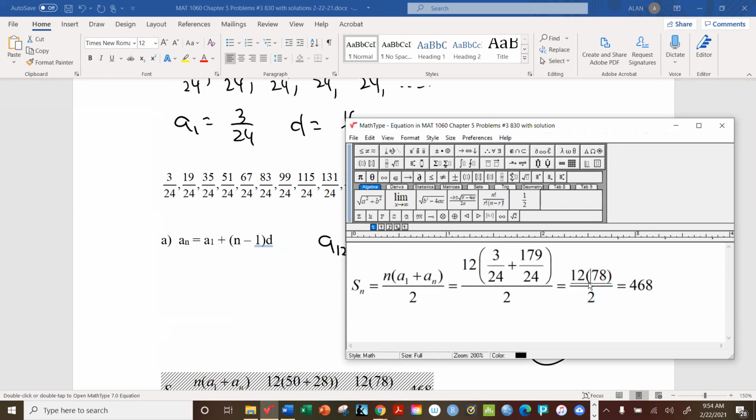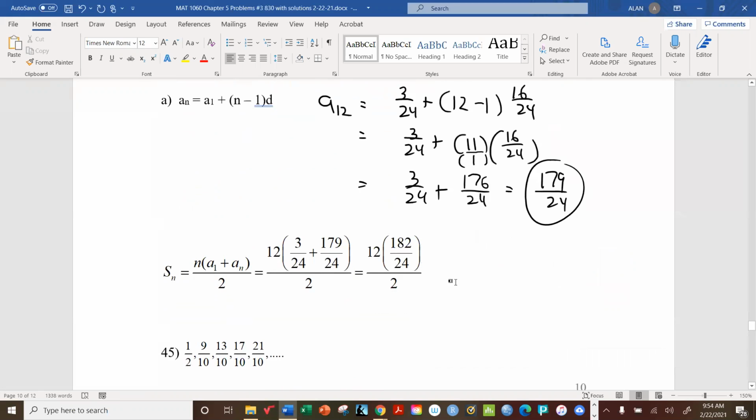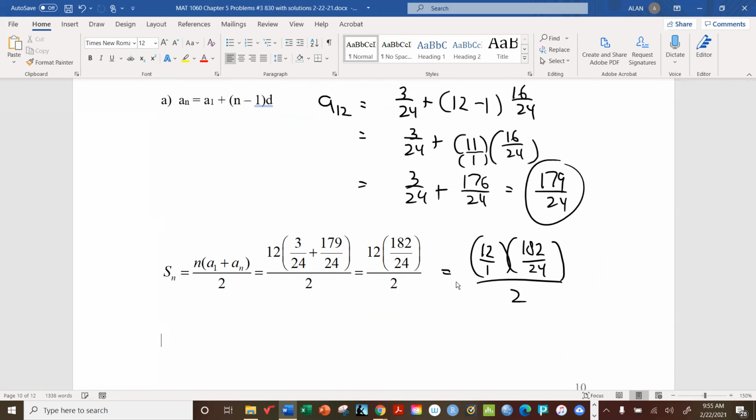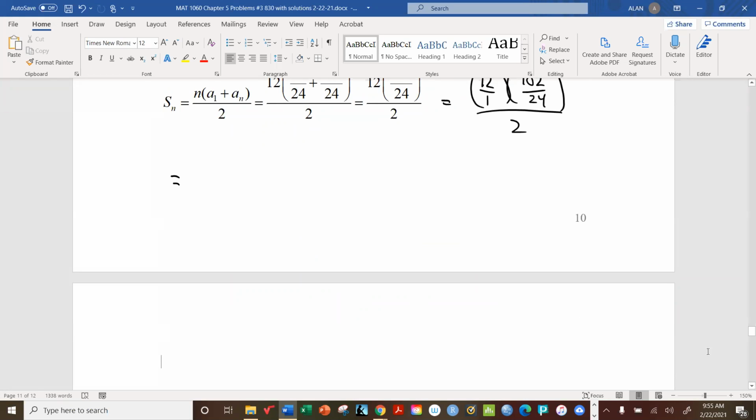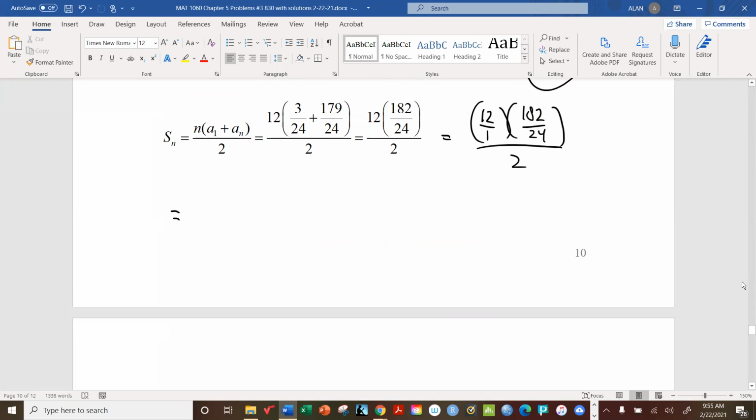Ooh, man. So I've got 182 over 24 here. So let's see what that reduces to. Ooh, we have 12. So in the numerator, what I can do is I can simply write this as, so I'm going to wind up with 12 times 182, 2184 over 24 over 2. Now, this is the equivalent of this.